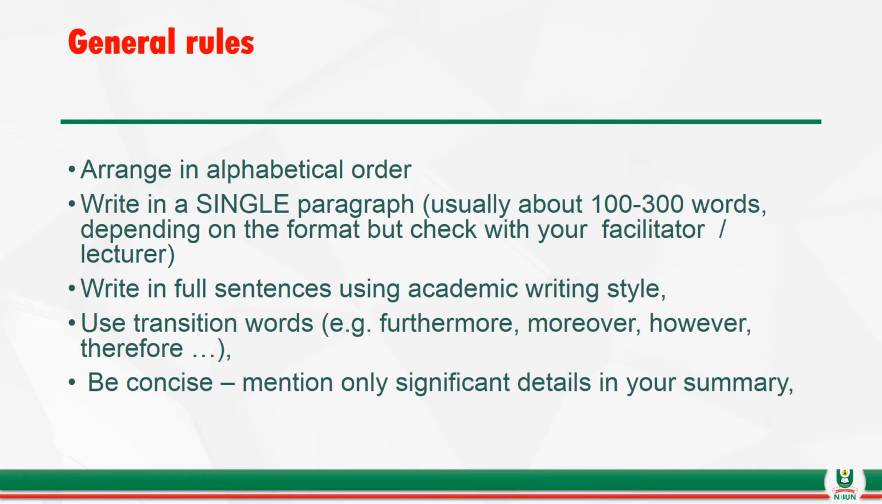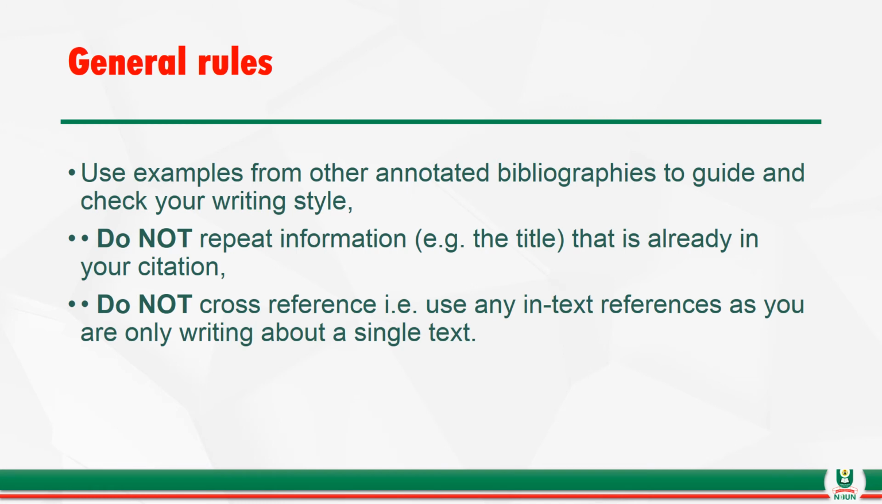Then you have to be concise. Stick to the point. Mention only significant details in your summary. Use examples from other annotated bibliographies in order to guide and check your writing style. Do not repeat information. You could see the "do not" is highlighted. Do not repeat information that is already in your citation, information such as the title of your work.